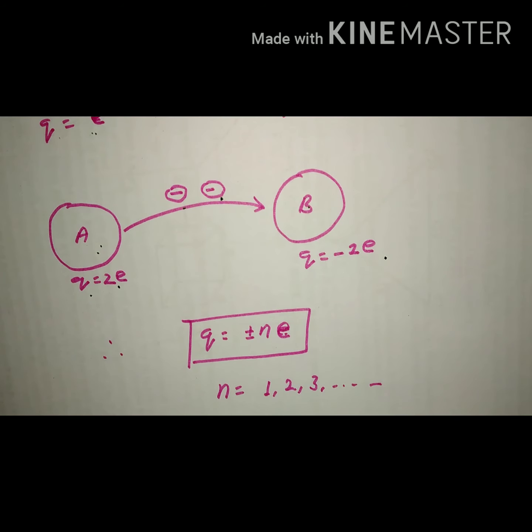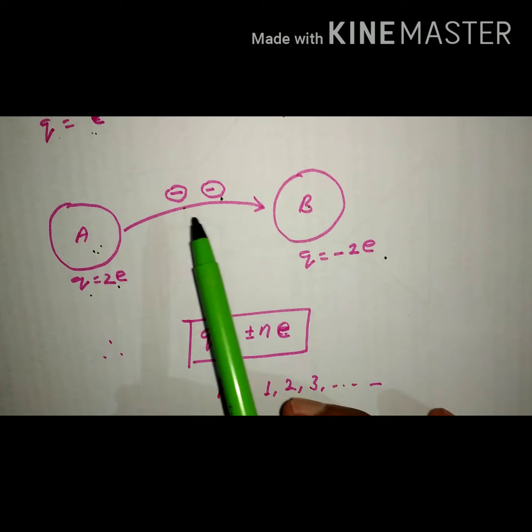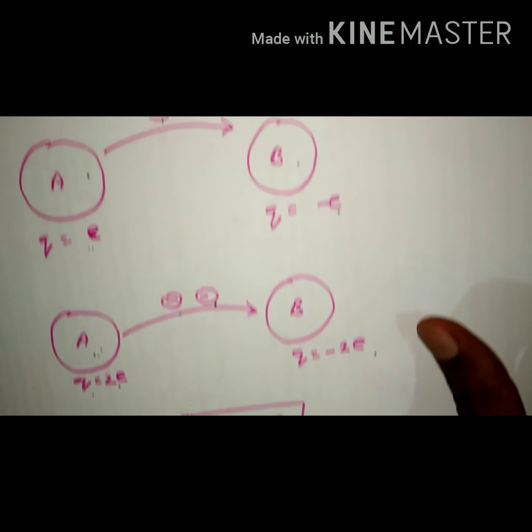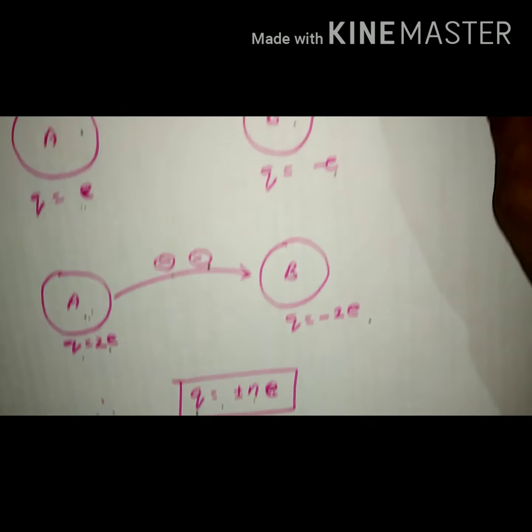It means the charge acquired on a body is equal to the number of electrons transferred from one body to another body, multiplied by the elementary charge. This is known as quantization. Quantization is the property of a charged body.